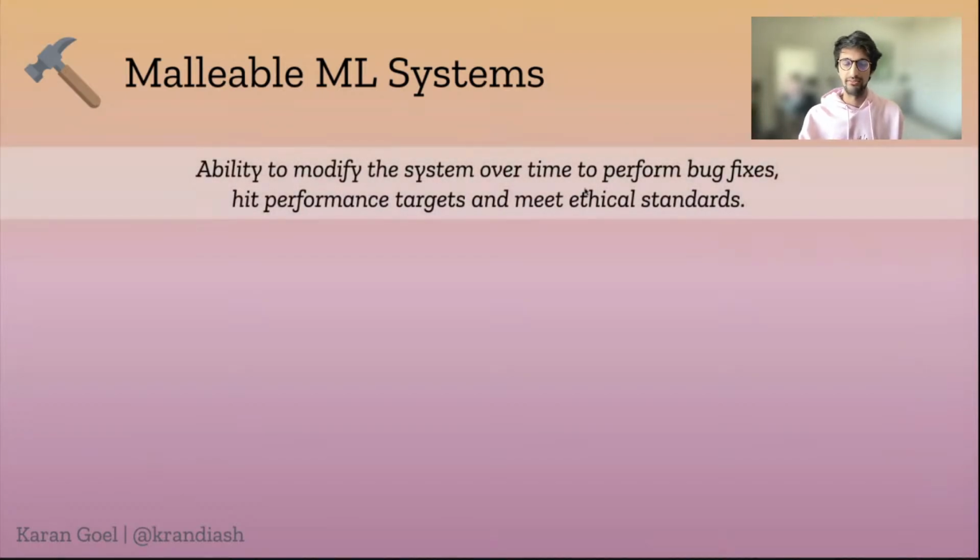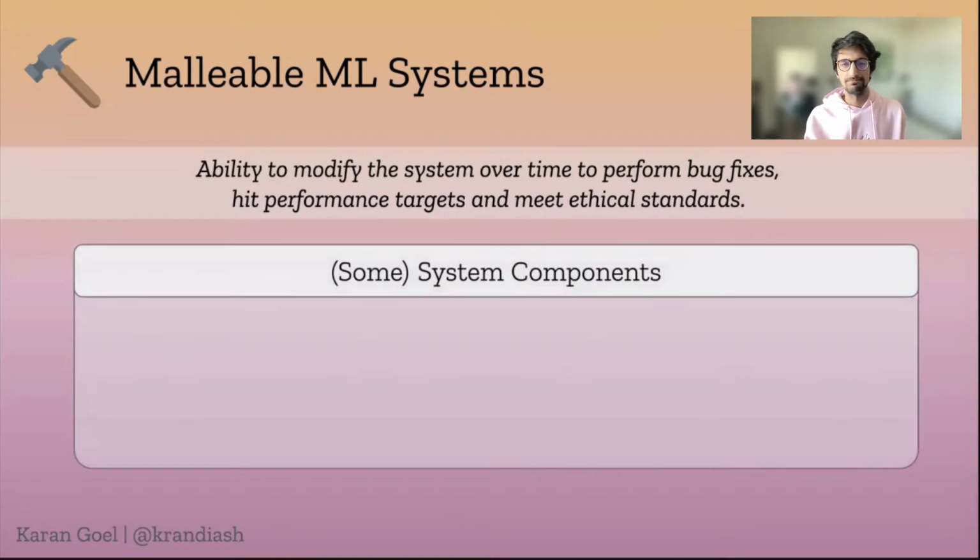And so here, what I'm defining as malleable is the ability to modify a system over time to perform bug fixes, hit performance targets and meet some sort of ethical standards. So some sort of improvement of the system over time, making sure that we're hitting whatever targets we have for the system in terms of user performance or application performance, and then also making sure that we're hitting accountability and governance. And then what would the system components here look like?